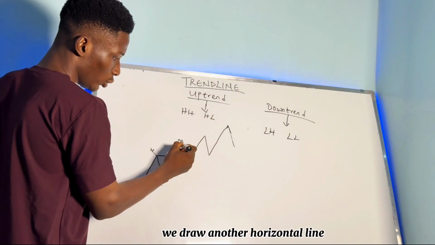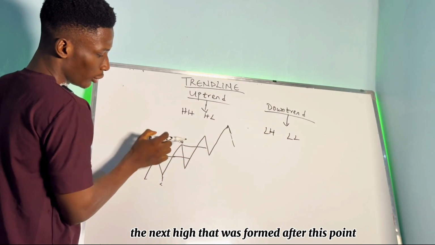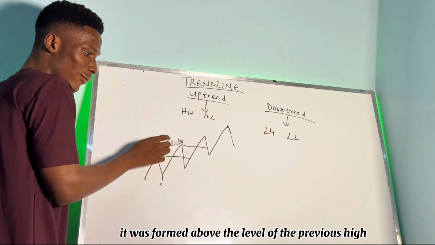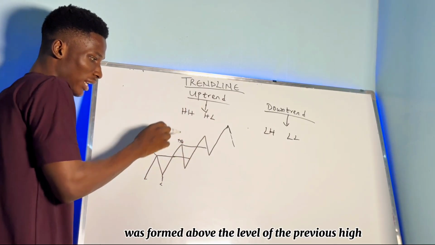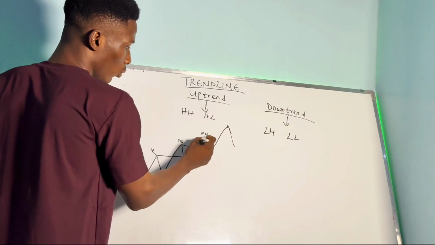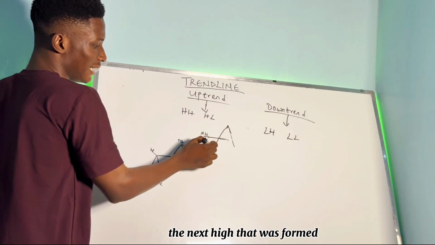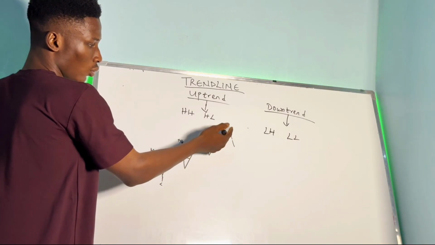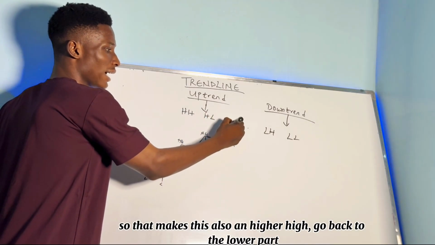This next high, again, we draw another horizontal line. The next high that was formed after this point was formed above the level of the previous high. This is our previous high. So that makes this another higher high. What do we do again? We mark our next high with our horizontal line. The next high was formed above the level of the previous high, so that makes this also a higher high.